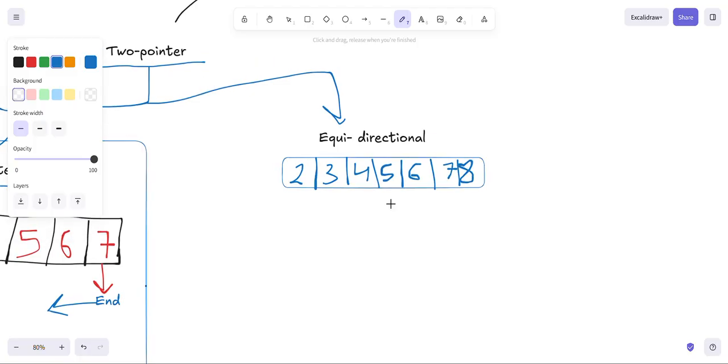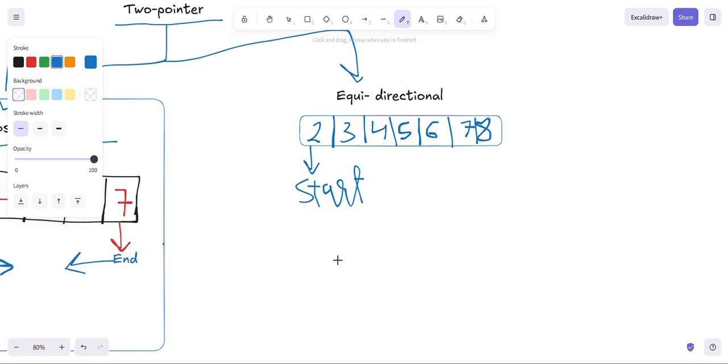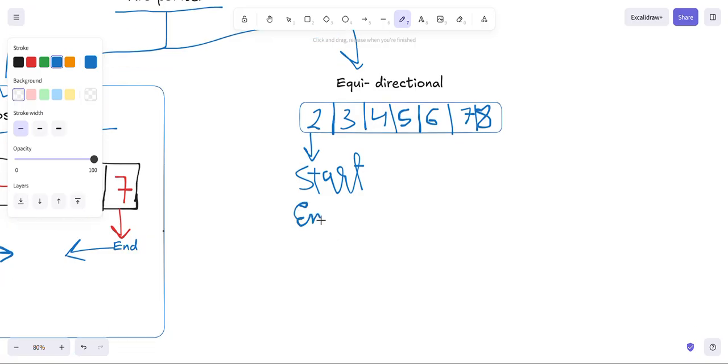8. In equidirectional, we start both pointers from the same direction and from the same index, like the start also here and the end also here, and we move both depending on the condition, like which one we move first or which one second. It all depends on the condition, the rules and constraints given in the question. I hope you will understand this one also.